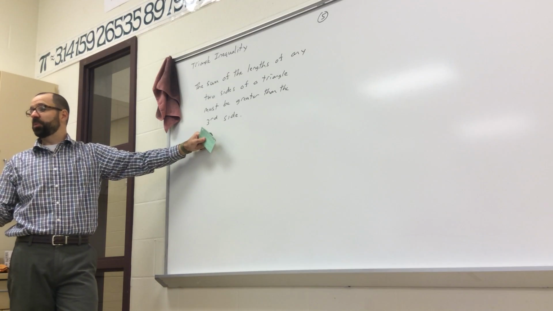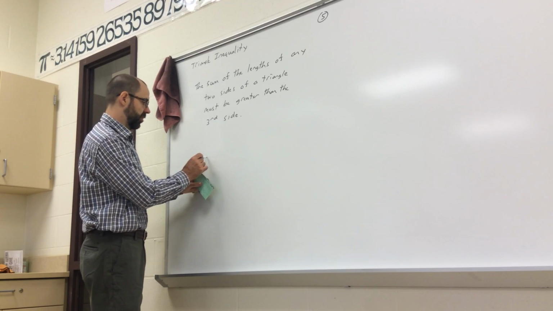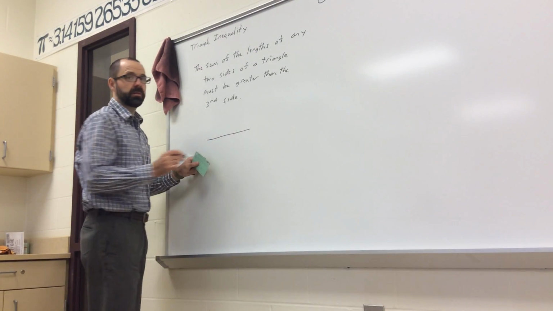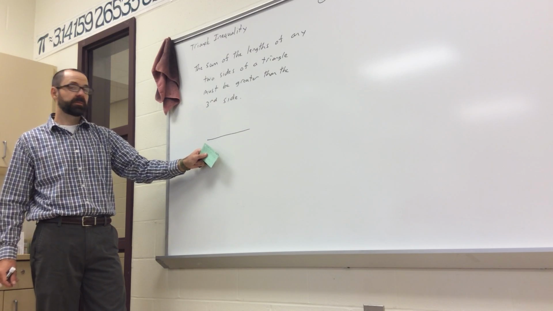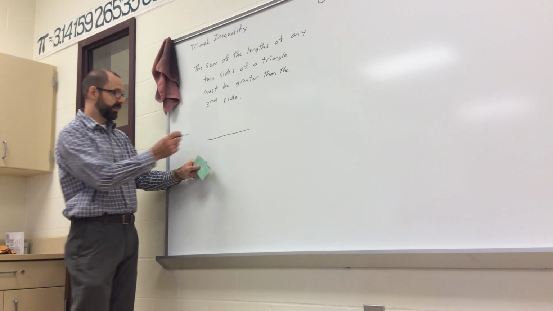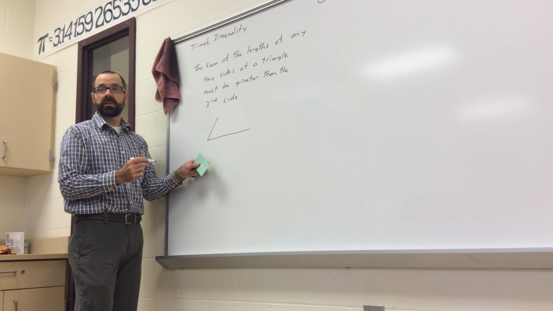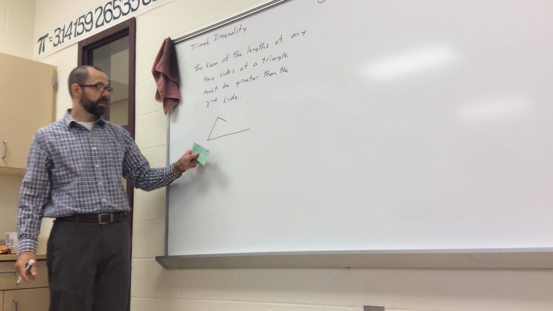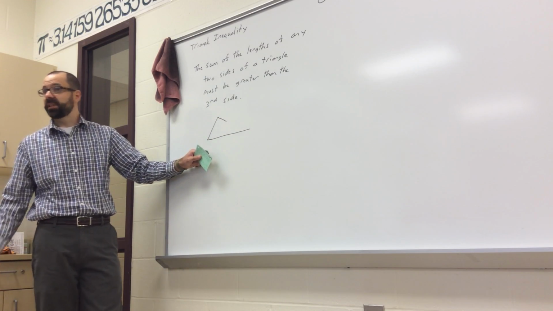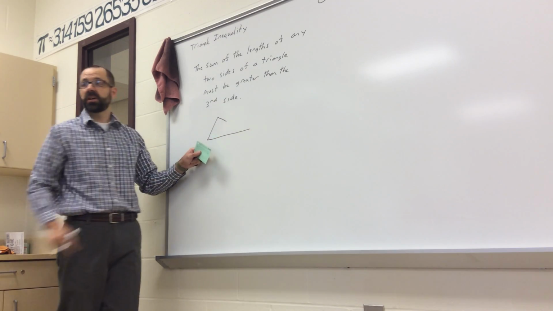And I'm telling you that's true, but let me convince you why. So let's say you had a really long, like maybe a 12-inch length. And then you had another side that was only 5 inches, and then a third side that was only 2 inches. That wouldn't make a triangle because these two sides are not long enough to reach to this other point.